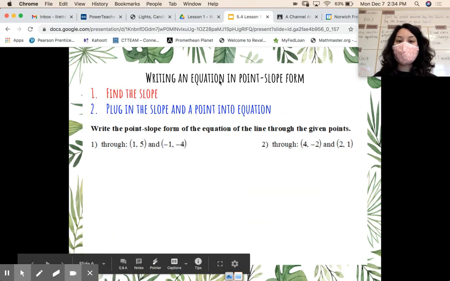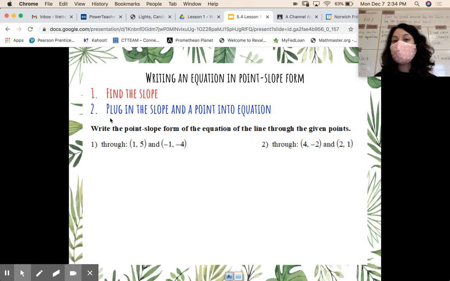So it says, writing an equation in point-slope form. Make sure to copy these 2 steps so that you know how to approach these problems. So when you go back and review your notes, you have some step-by-step guides to reference. Step 1, find the slope. In all the previous examples, I gave you the slope and a point. Step 2, plug in the slope and a point into the equation.